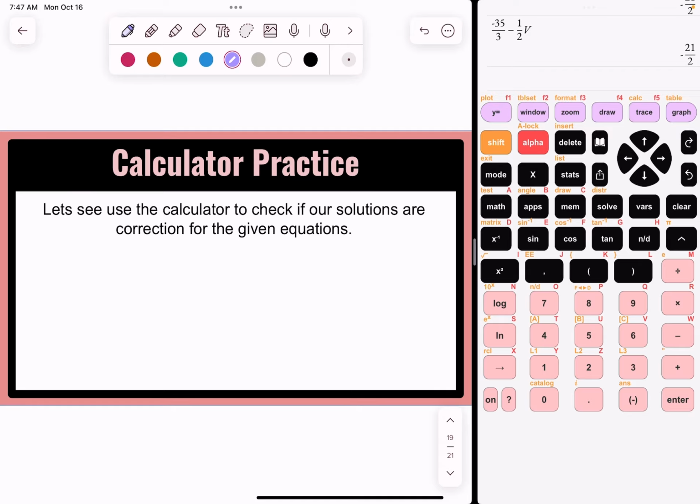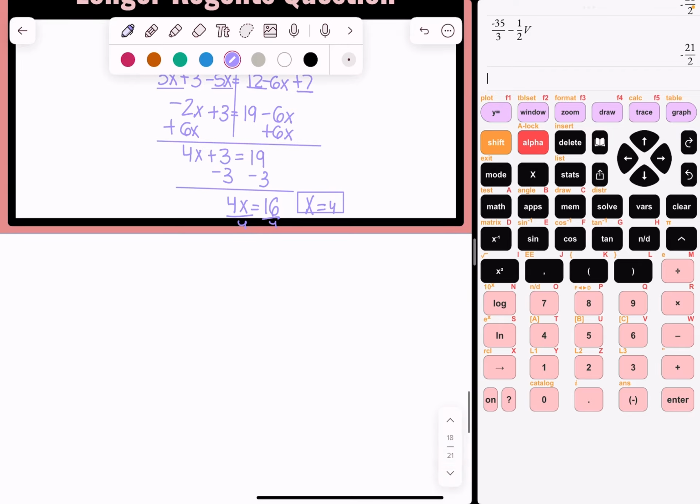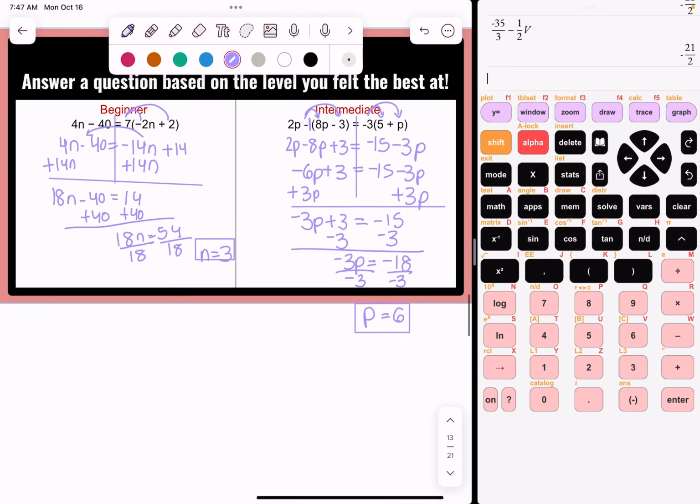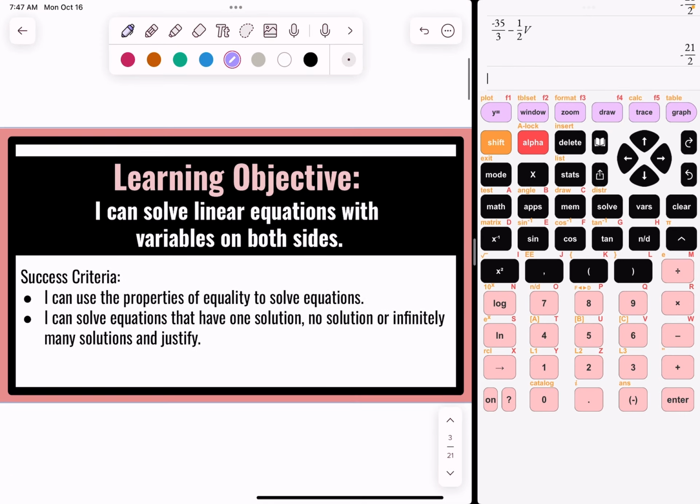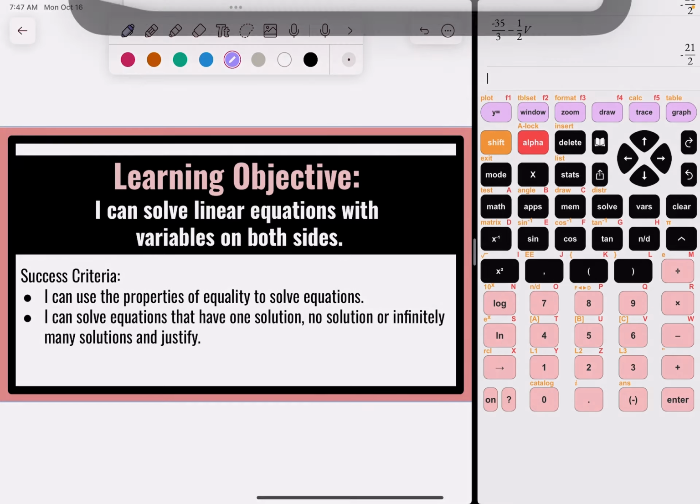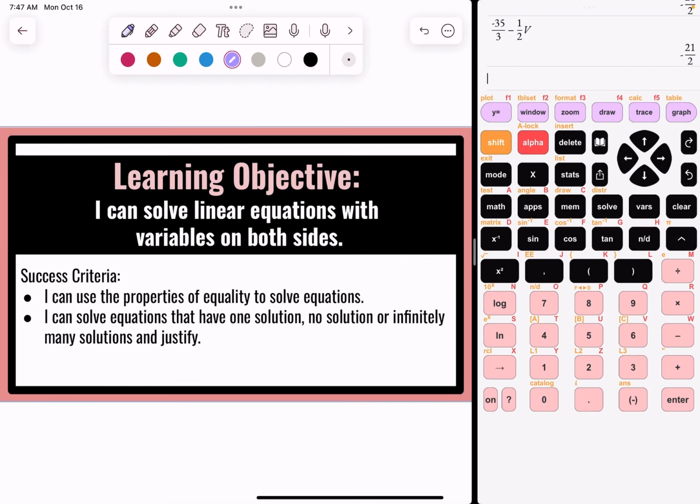Alrighty, and now you can go back with your calculator and check any of the previous ones that we did to make sure our answer is correct. But that is how we solve multi-step equations that have variables on both sides. Tomorrow we are also going to learn how to solve equations with variables on both sides, but there will be a special case that happens. All right, that wraps up our lesson.